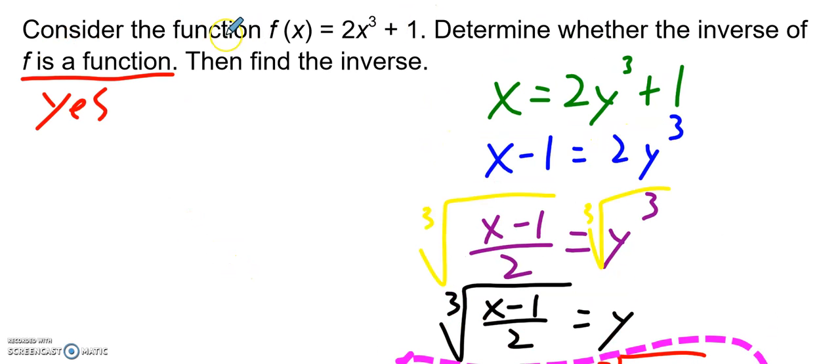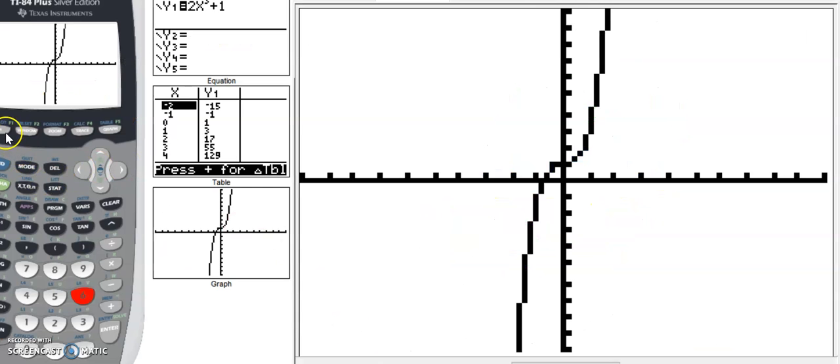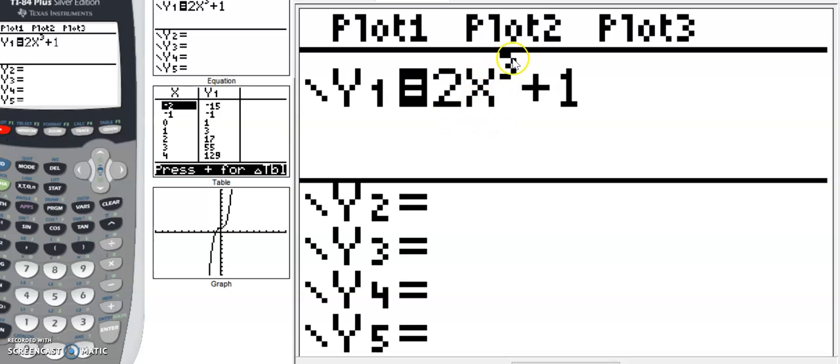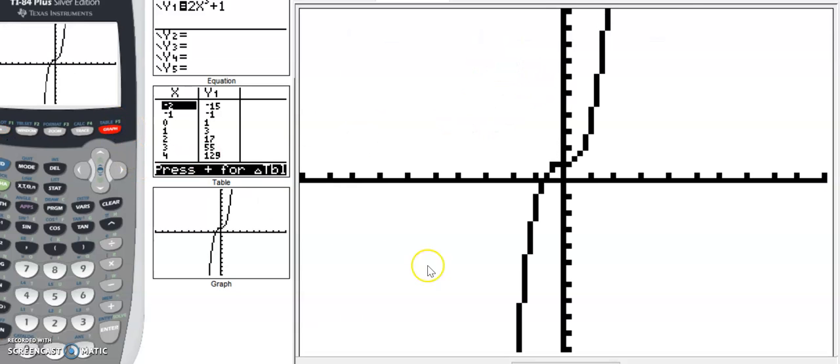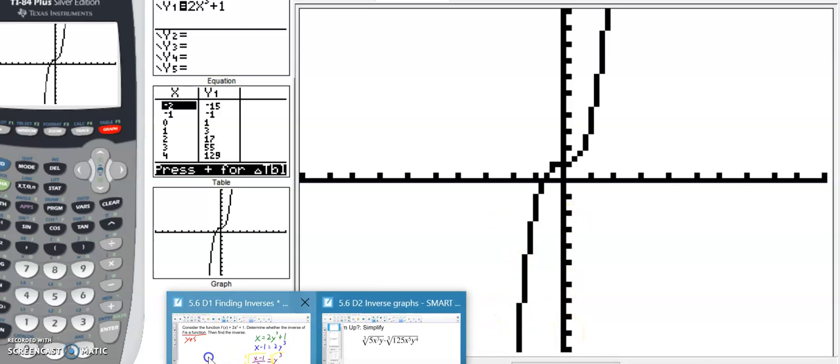All right, so first thing, is the inverse a function? Yes. So again, I did this on my calculator. So if I go to my calculator, y equals 2x to the third plus 1. I looked at the graph, and I can see that it doesn't look like if I was to draw a horizontal line anywhere, that it would cross the graph more than once, right? So yes, it meets that definition.